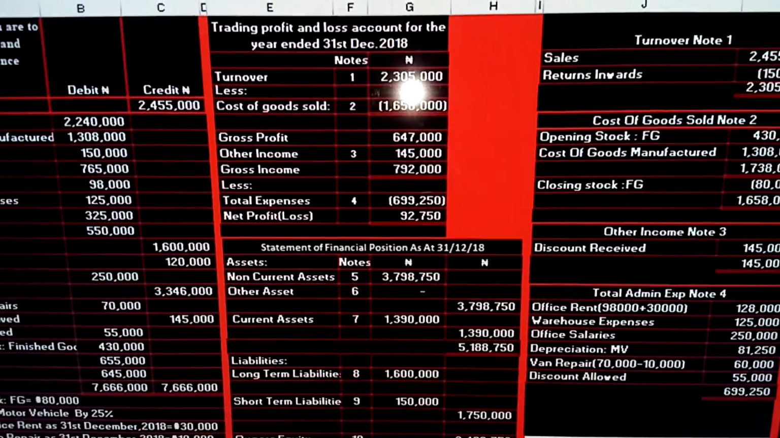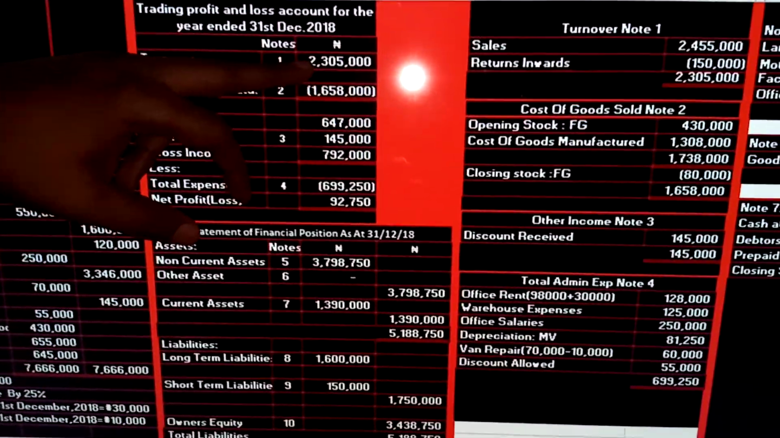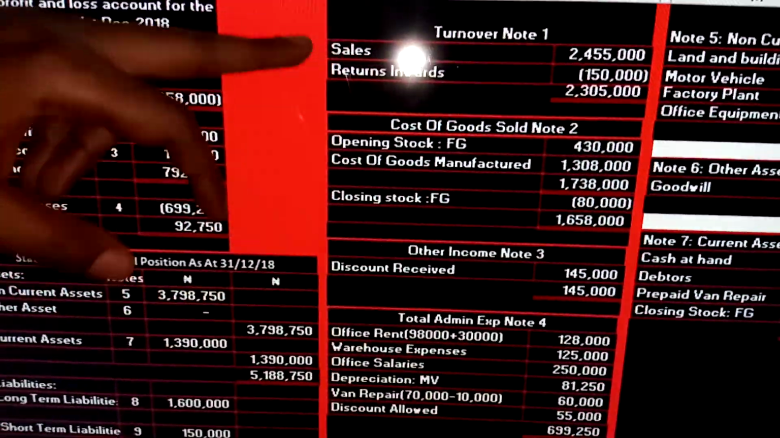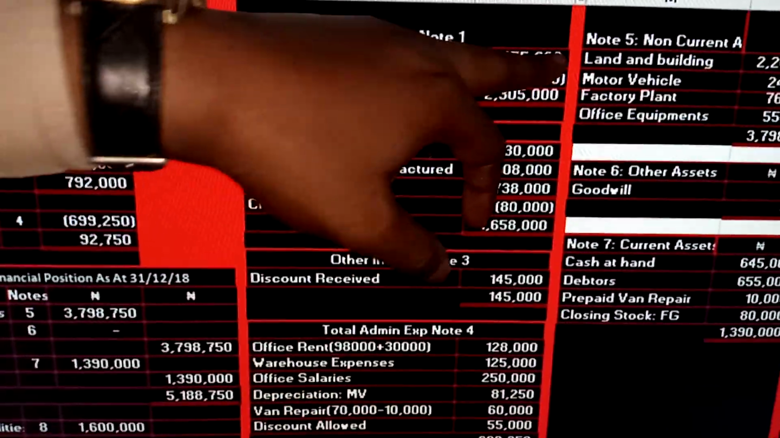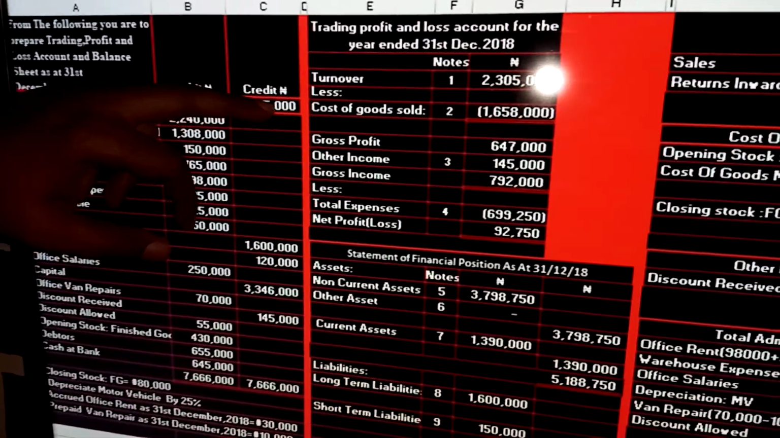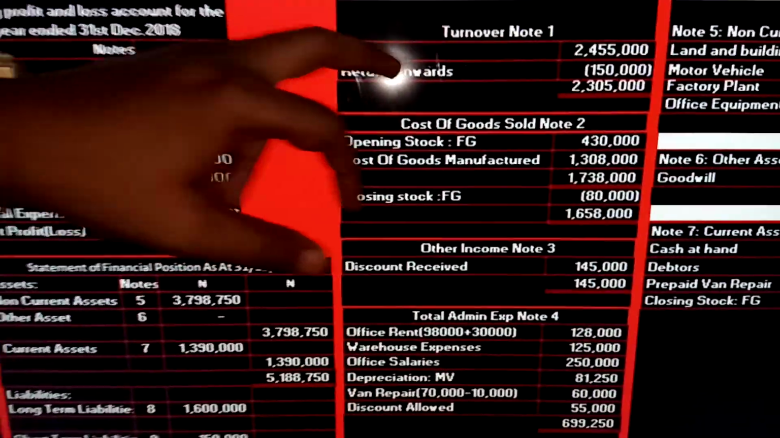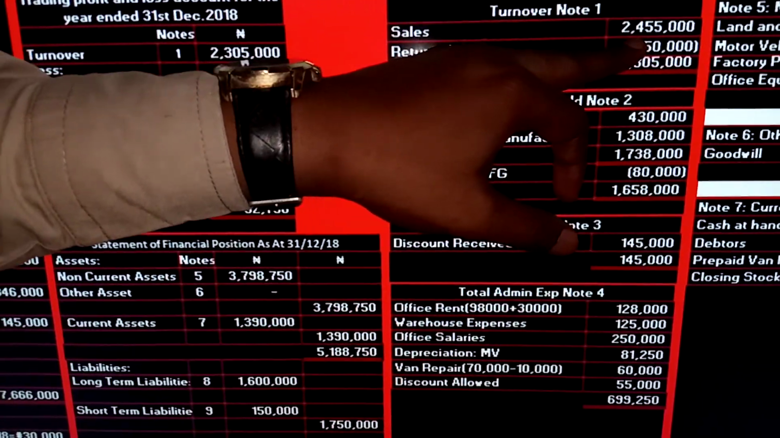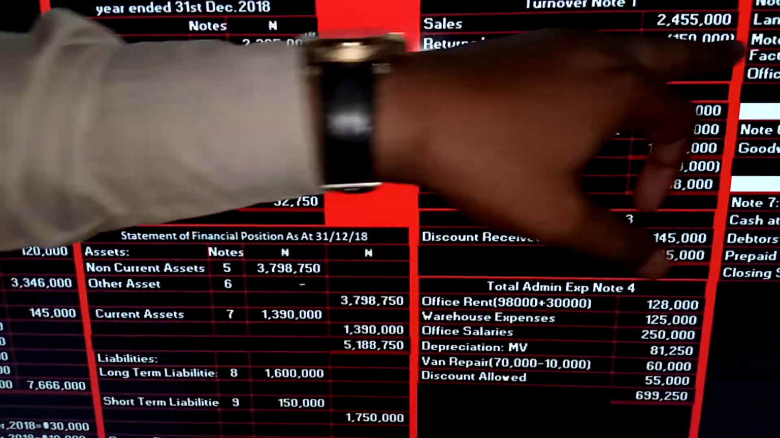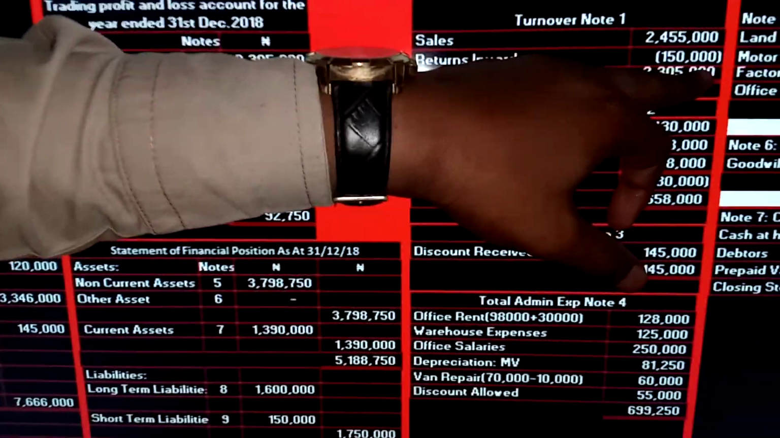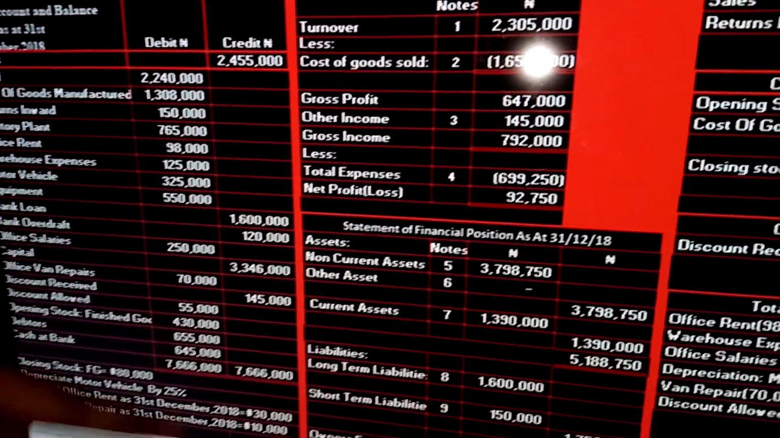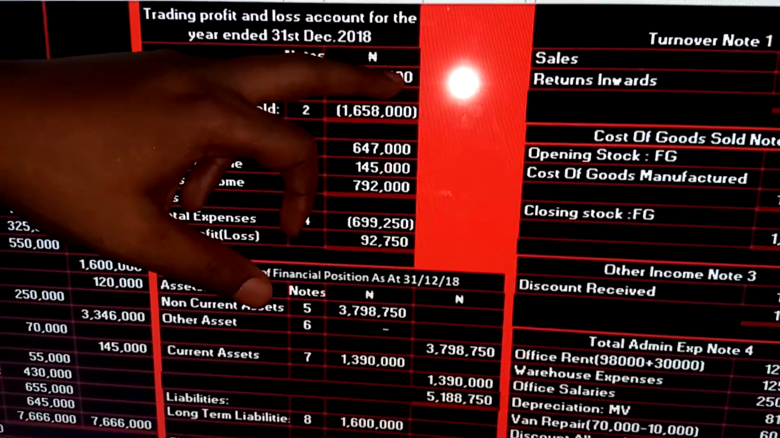So let's go. Turnover here, note 1, is 2,305,000. How did we get it? Look at note 1 here. Sales 2,455,000. Here is the sales. Look at the question: 2,455,000. So we have returns inward 150,000. Remember, if you sell and it returns back to you, it reduces what you sold. So 2,455,000 minus 150,000 gives us 2,305,000. These are our returns inward from the question, 150,000. So if you take it out, you have turnover of 2,305,000.